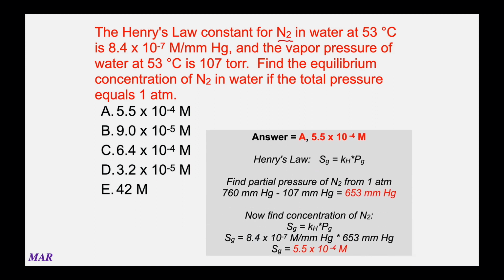And whatever that number is, that reflects the pressure of the nitrogen in millimeters of mercury. We'll multiply it by Henry's law constant, get some kind of molarity, and be good to go. So mathematically, all right, first of all, subtract the water vapor pressure from the total pressure. And 1 atmosphere is 760, a torr and a millimeter of mercury being the same.